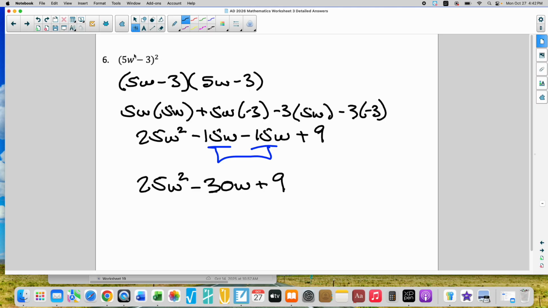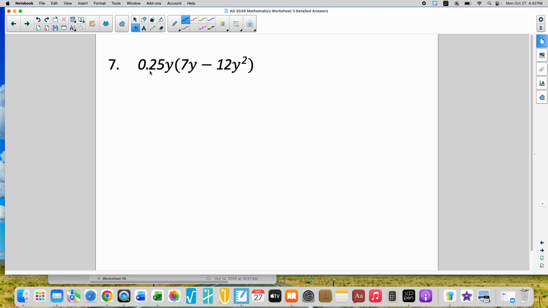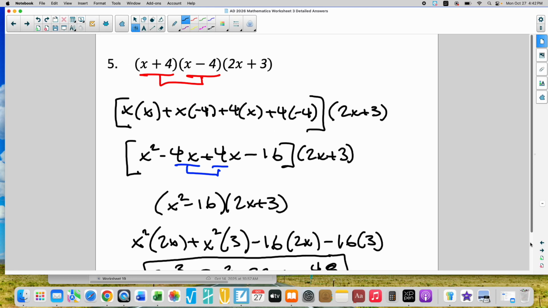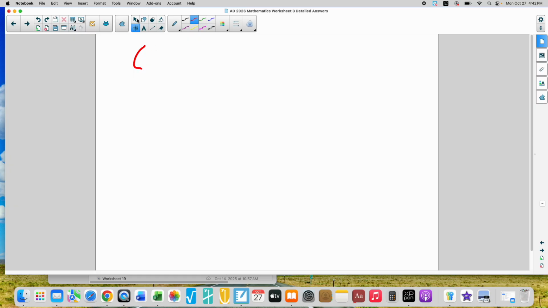Good. So this is called a binomial square. It's a binomial that's being squared. Oh, sorry, I went the wrong way. This is called the difference of squares, or this is conjugates, sorry. These are called conjugates. And conjugates are opposites of each other. Conjugates.